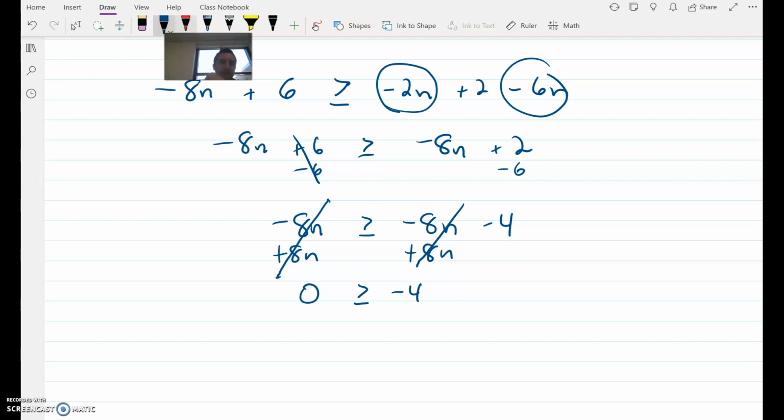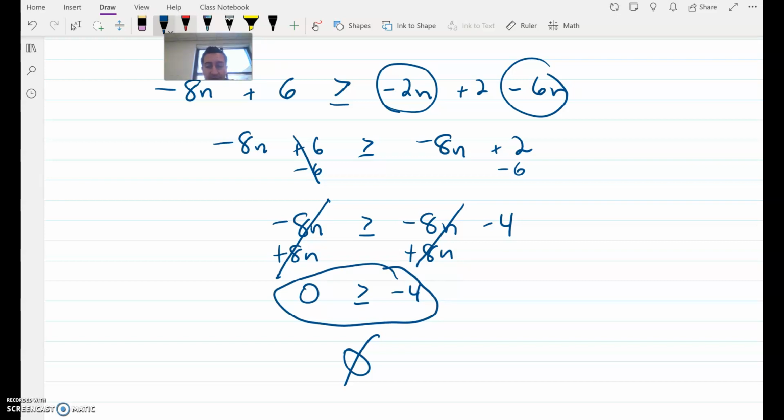Is that possible? Is 0 greater than negative 4 or equal to? That is a true statement. Is 0 equal to negative 4? Heck no, it's not. In no world is 0 equal to negative 4. So if your variables ever cancel out and the statement that's left over is false, then it is no solution.